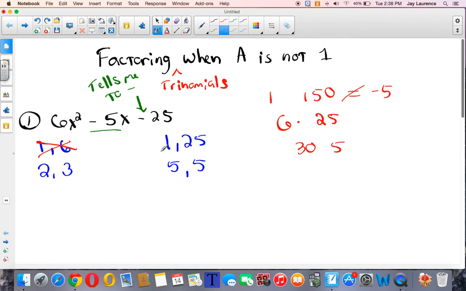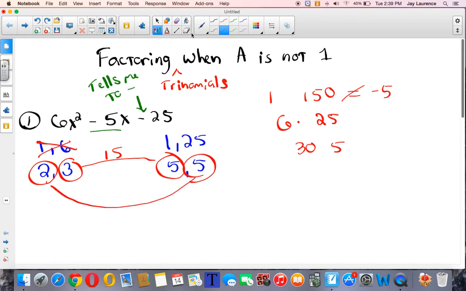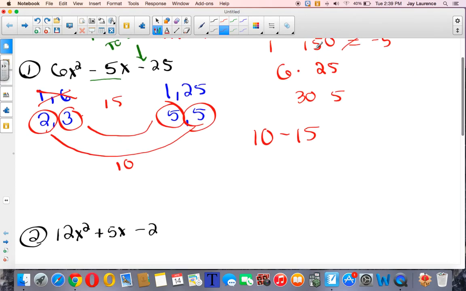So maybe I'll come down here and check this. Maybe I'll multiply 3 times 5 and get 15, and then 2 times 5 and get 10. And let me just change one little thing here. It can get a little misleading sometimes. I'll do the best I can. Can I take these numbers and subtract to get 5? I sure can. I can get the negative 5. I can get 10 minus 15. Okay. Now that you know this, it's really easy to factor this.